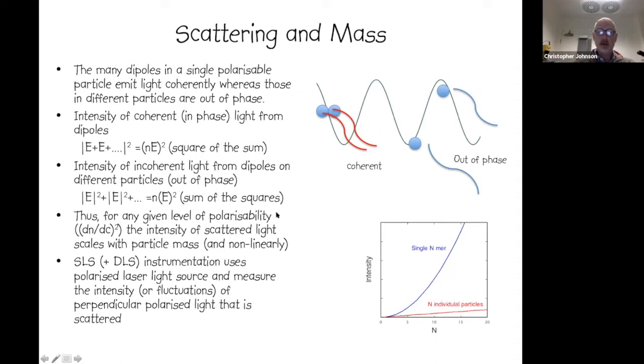If you have an identical level of polarizability in these two sets of particles, then the intensity of scattered light is going to scale very strongly and non-linearly with particle mass, as shown here. When we think about static light scattering and also dynamic light scattering instrumentation, what we do is use plane polarized laser light sources, and we measure the intensity or the fluctuations of this scattered light in a plane perpendicular to the polarized light that we're inducing the scattering with.